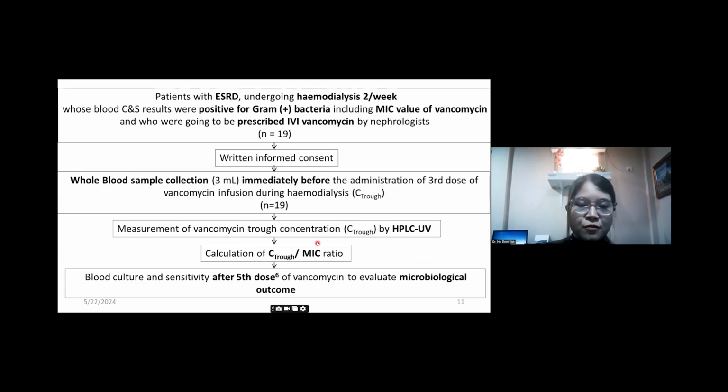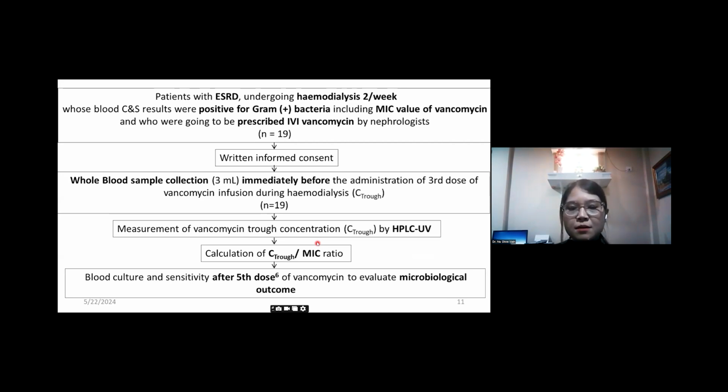This is a study flowchart of the study procedure. Patients with end-stage renal disease who undergo hemodialysis twice per week, who were going to be prescribed intravenous infusion of vancomycin by nephrologists for the bacteremia of gram-positive bacteria, whose culture and sensitivity results had an MIC value of vancomycin, were recruited, then written informed consent was taken.